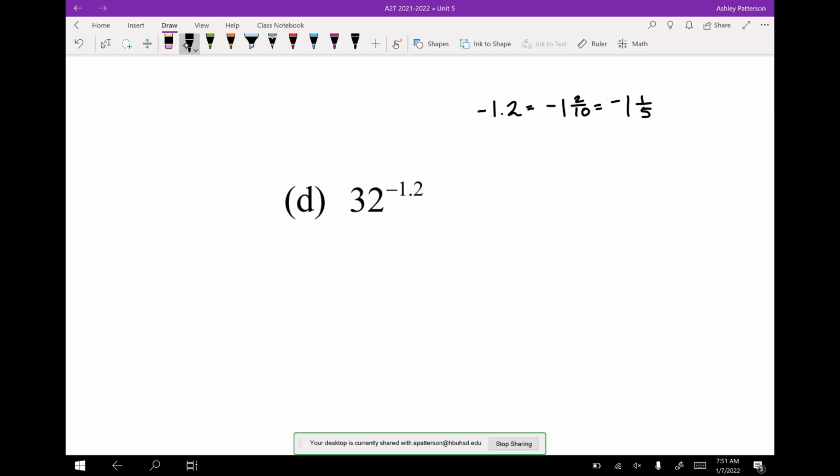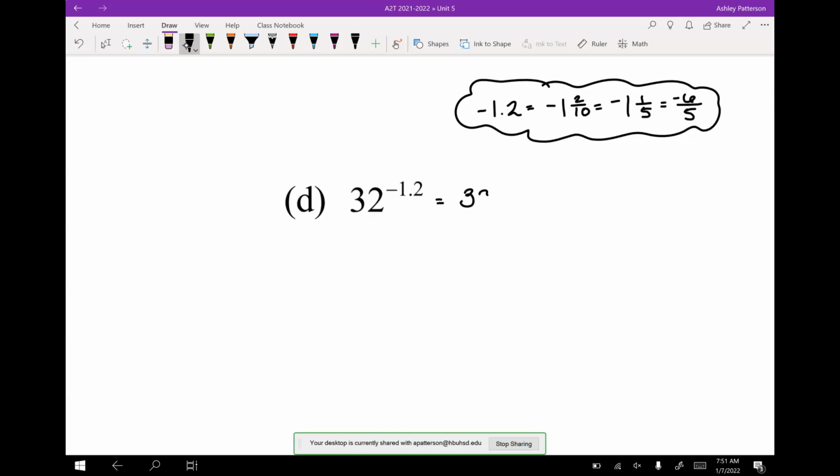But we're not dealing with mixed numbers. We're just dealing with either proper or improper fractions, right? So how could we change negative 1 and 1/5 to be an improper fraction? Nathan? Excellent. Yes, this becomes negative 6 over 5. So if we're presented with a decimal exponent, let's change that into a fraction. So this becomes 32 to the negative 6 over 5 power.